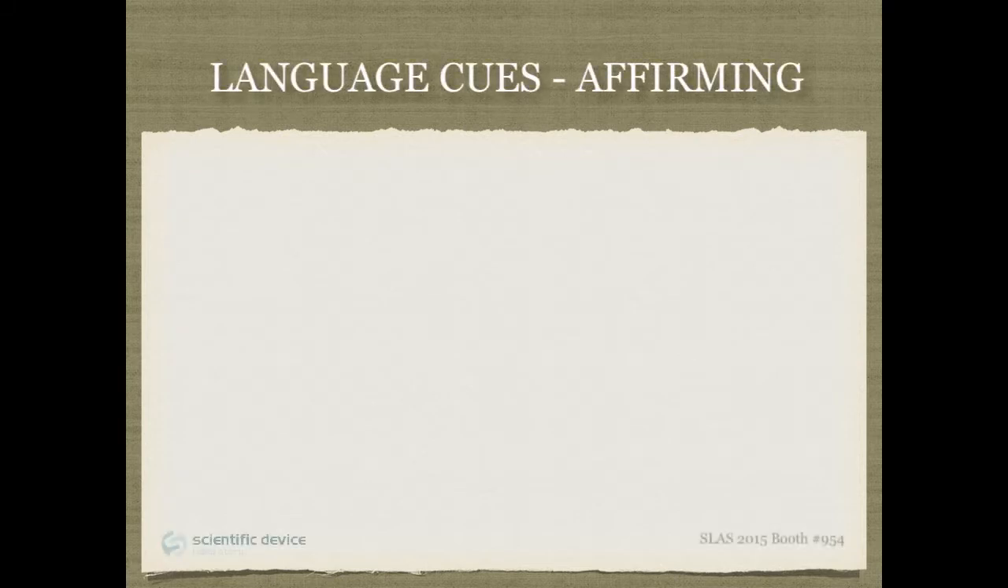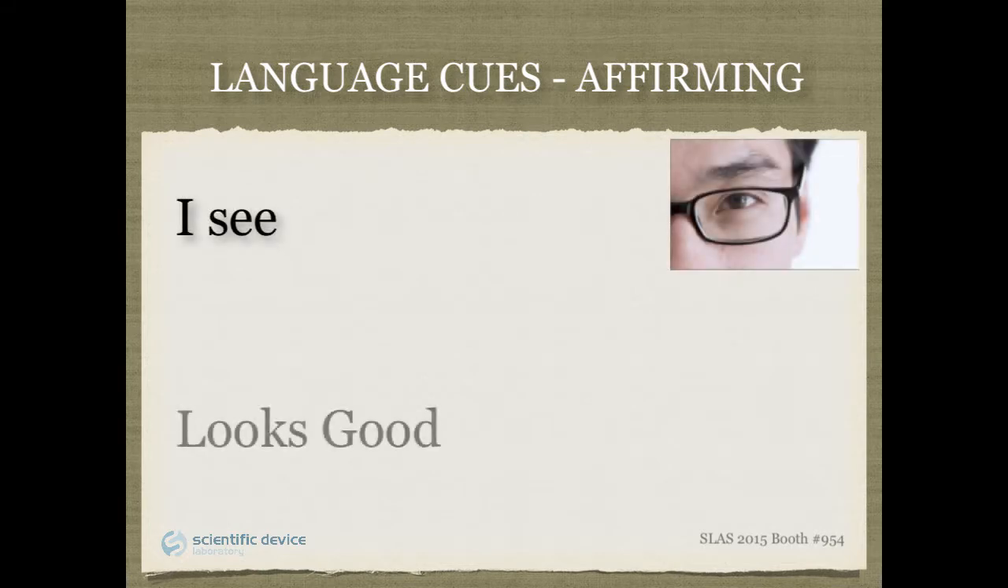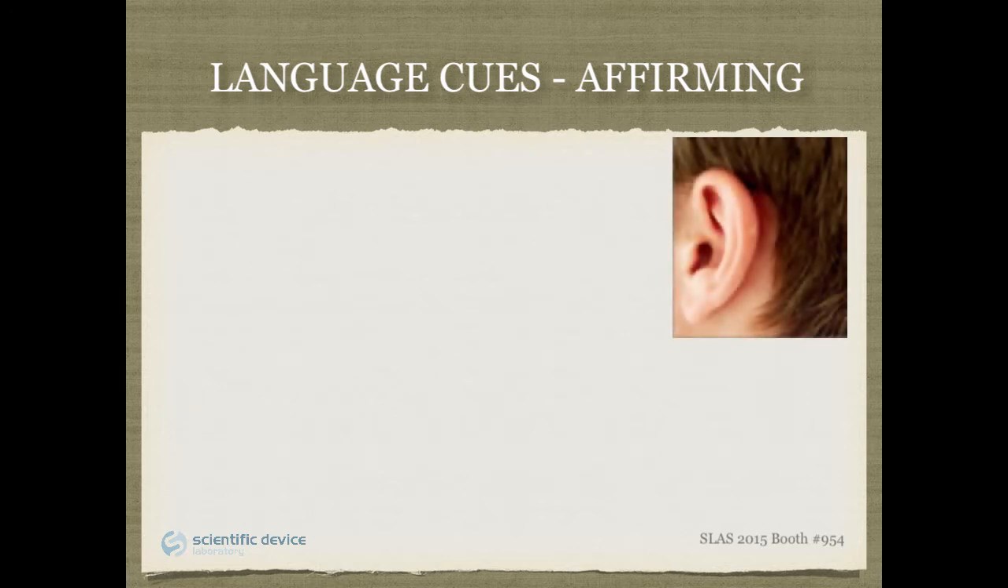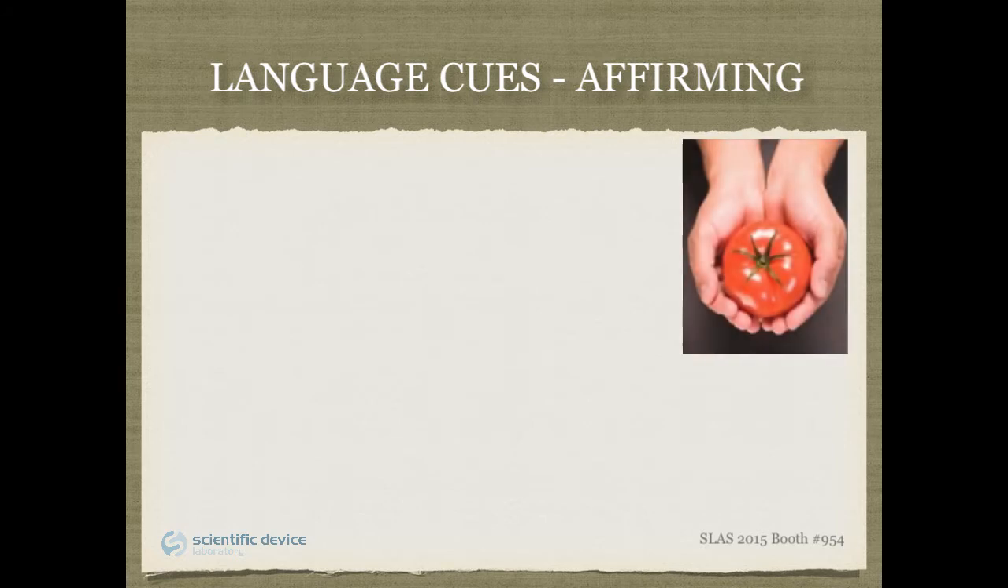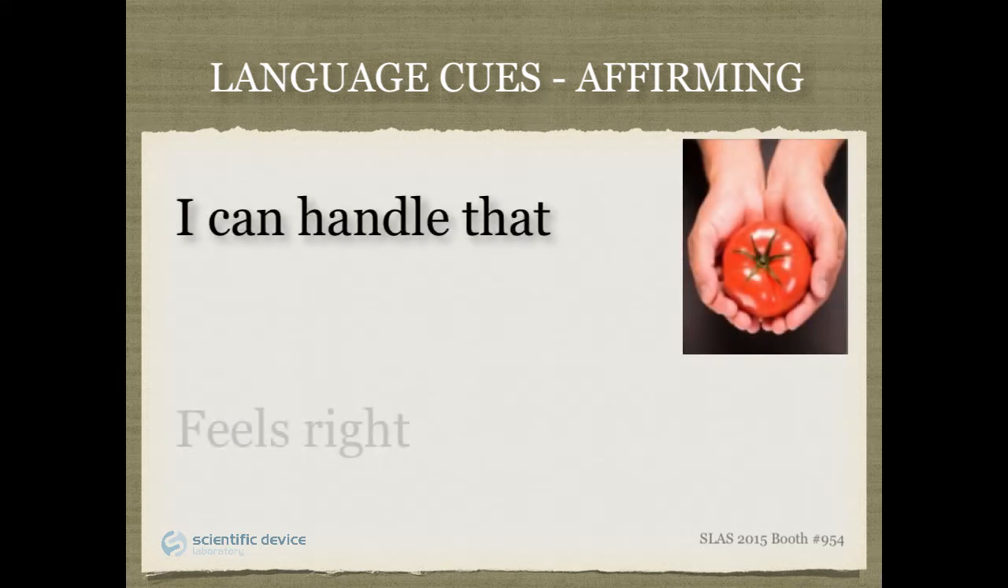How we say we understand or affirm may also be a clue. Here's some good examples. Visual people might say, I see or looks good. Auditory people will say, I hear you or sounds good. And kinesthetic people say, I can handle that or feels right.